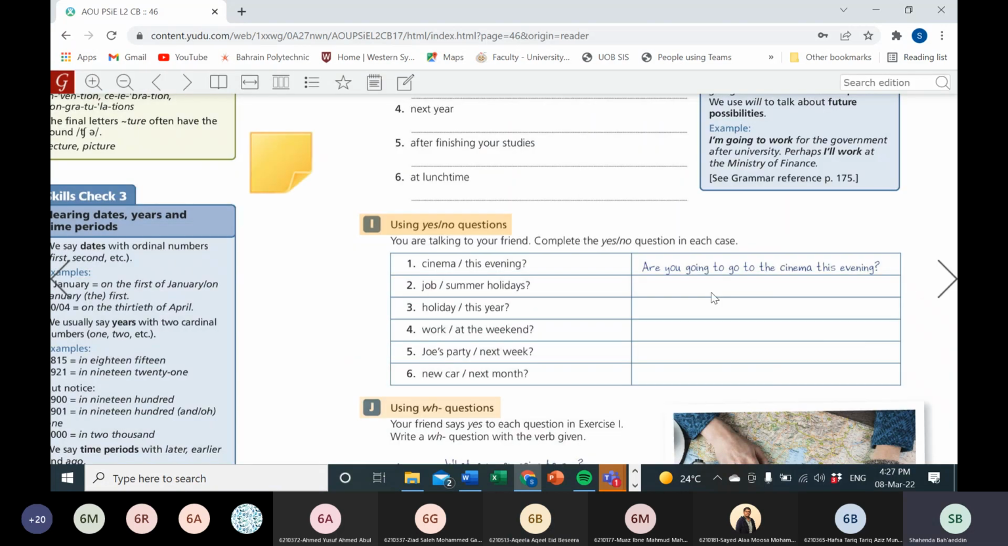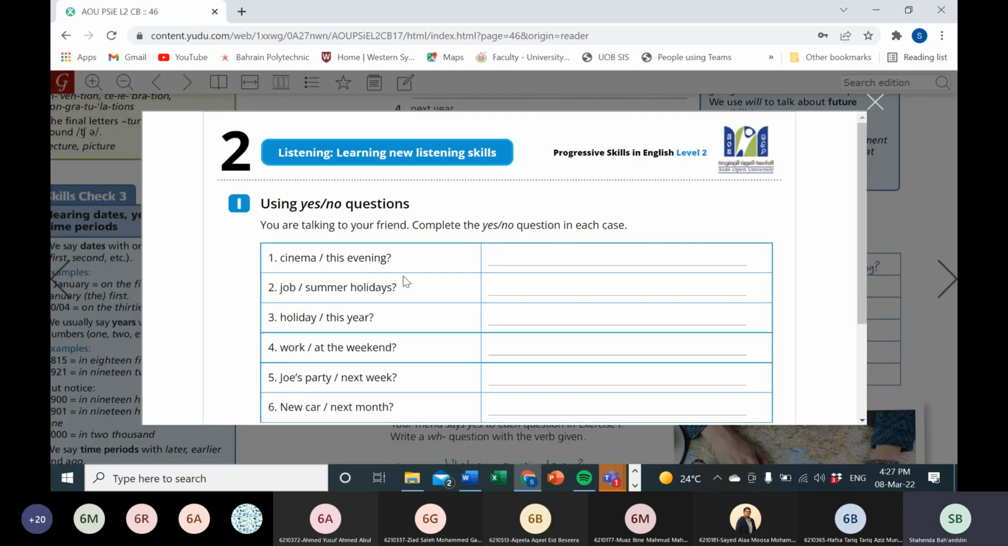Are you going to go to the cinema this evening? So it is already done. What about the second one? Yes, dear, the lady. Are you going to get a job in the summer holidays? Okay, let me write it here.